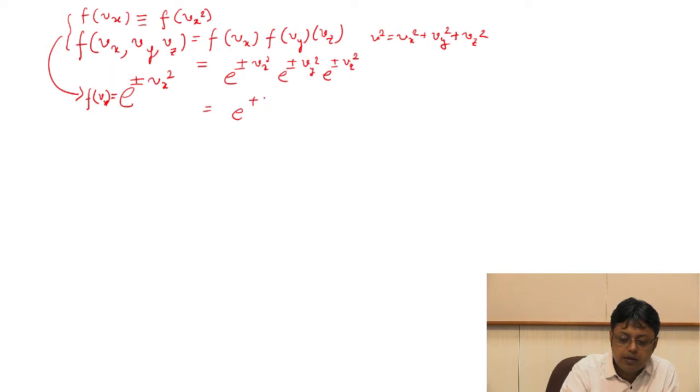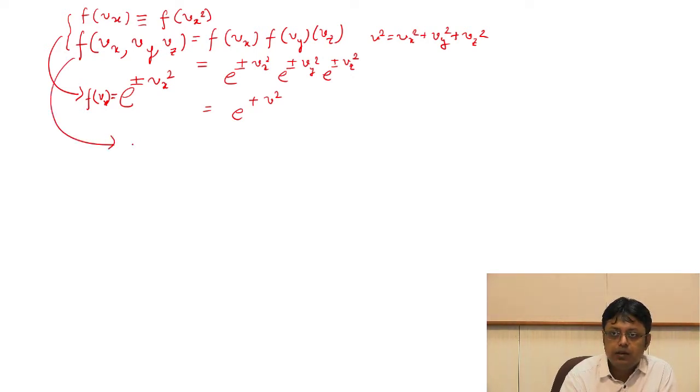And that makes sense because this probability f of vx, vy, vz has to be the probability of having the velocity component along x as vx and simultaneously along y as vy and along z as vz, which means we are calculating some v where v square is equal to vx square plus vy square plus vz square, and that we directly get from this argument.